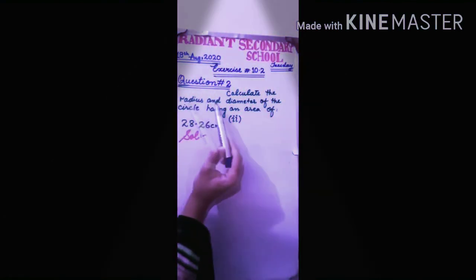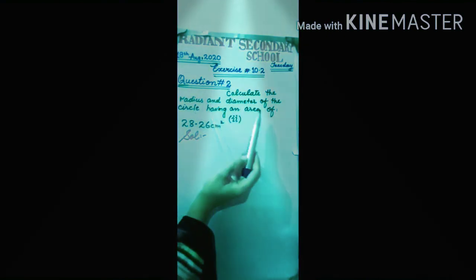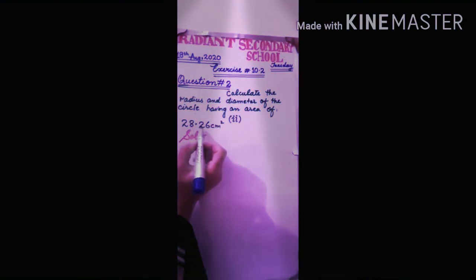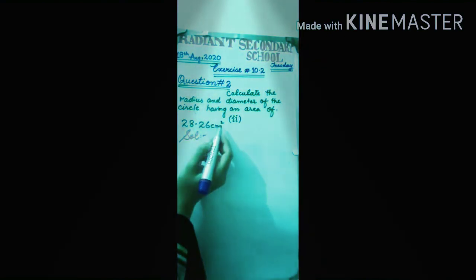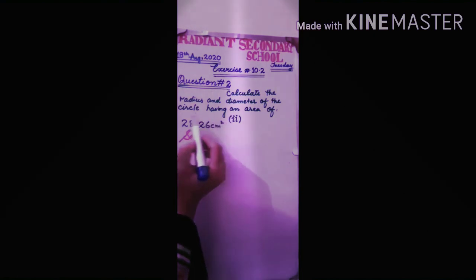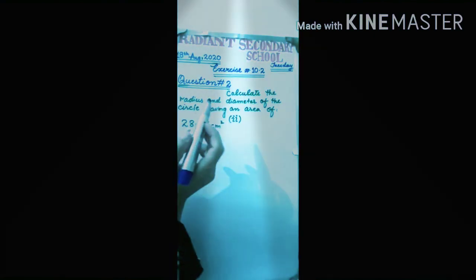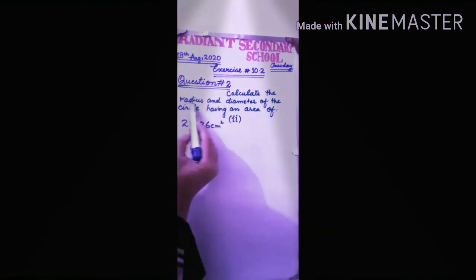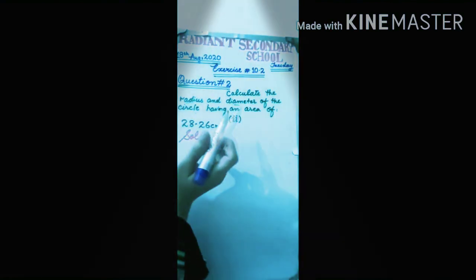Okay class, we have to do question number 2. Calculate the radius and diameter of the circle having an area of 28.26 centimeter square. Okay, that is our given area, 28.26 centimeter square, and with the help of this area we have to find two things. Which two things? Radius and diameter we have to find.